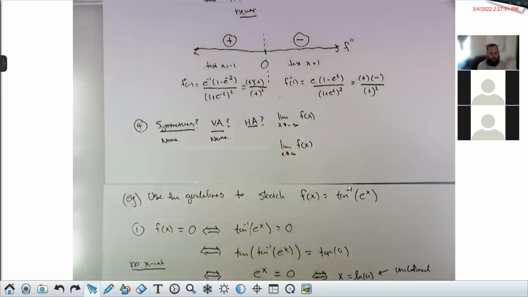So this is how you look for horizontal asymptotes. You take the limit as x goes to negative infinity and the limit as x goes to positive infinity. If you get some numbers out of that, then those are the horizontal asymptotes. If you don't, then at the very least, it'll tell you the end behavior. Like, is the function going up? Is it going down?